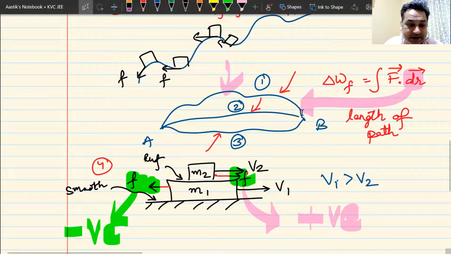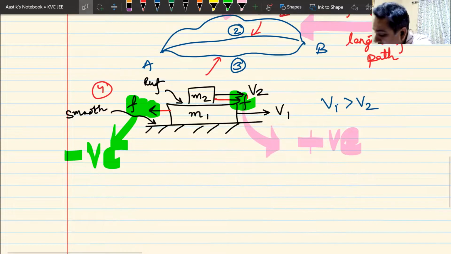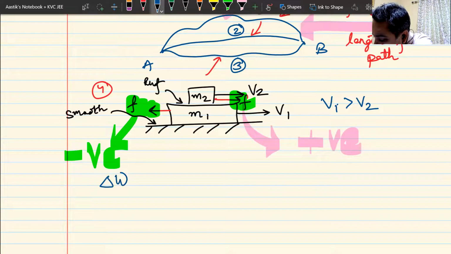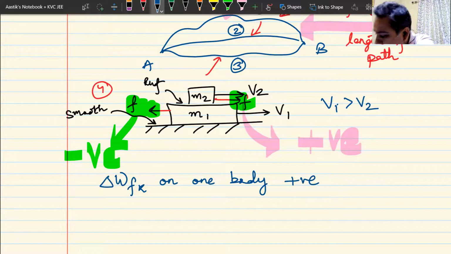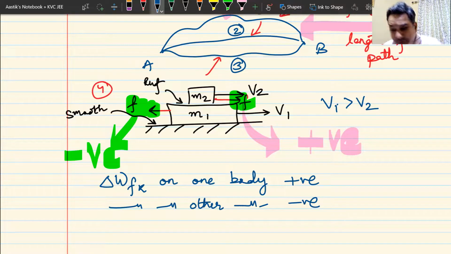Work done by kinetic friction. So I'll write it like this. Delta W_fk, work done by kinetic friction on one body would be positive. Work done by kinetic friction on the other body would be negative. Do we all understand this?